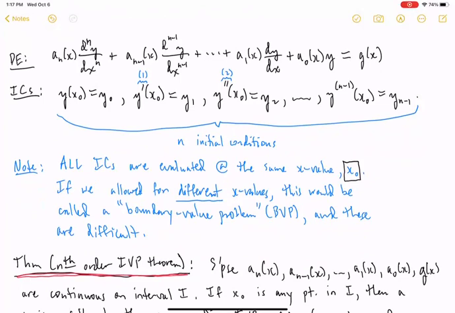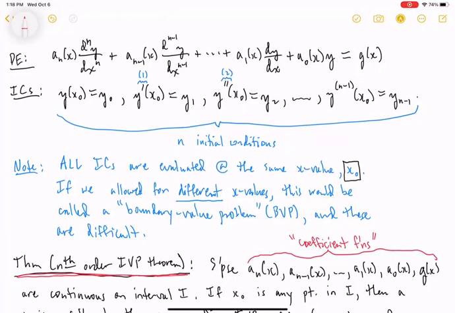So suppose that all of those coefficient functions, these guys right here, all the way up. By the way, these are literally called the coefficient functions, because they are the coefficients of the various derivatives of y. Suppose that all of those coefficient functions are continuous on the interval I.